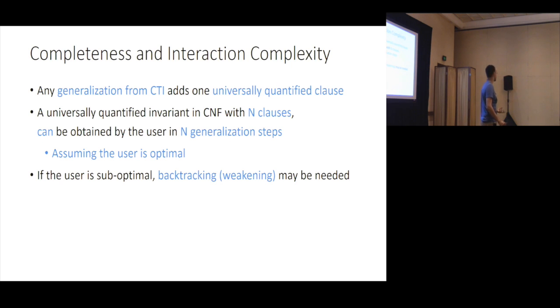I want to say something about the completeness and the complexity of this process. In any generalization step we strengthen a clause. So if there is an invariant and say that it has n CNF clauses, an optimal user could obtain this invariant with n generalizations. If the user is not optimal, the user might make generalizations that are not useful, or even generalizations that are not true. And in this case, it might require more iterations and backtracking to get rid of wrong conjectures that the user made.